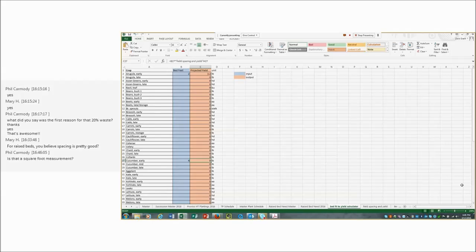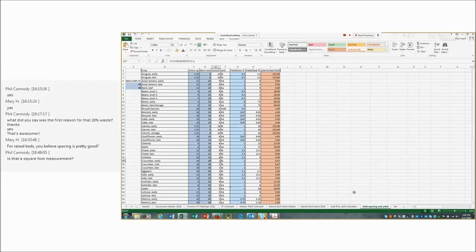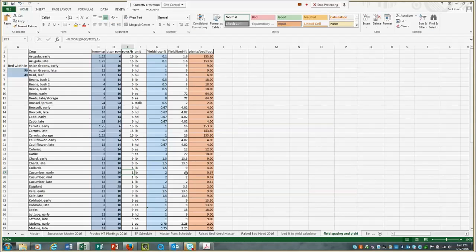You're asking if that's a square foot measurement. So what that is, I just punched in bed feet, 4 feet, and that's based on this equation. If you look at the formula bar, it's taking 4 feet times H27 in the field spacing and yield sheet. So let's look at H27 in that sheet. H27 is the yield per bed foot, which is based on G times E, which is based on the size of your bed unit, right?